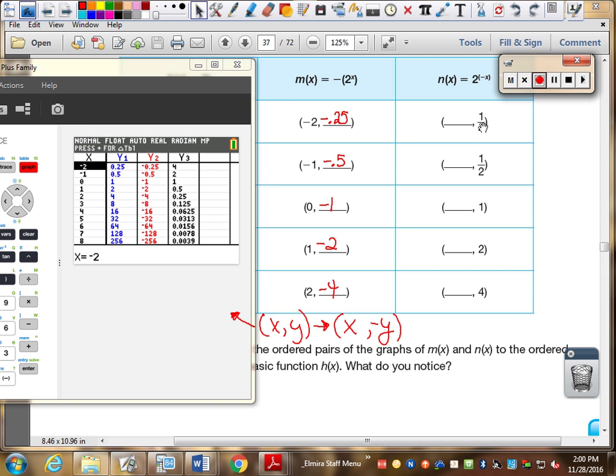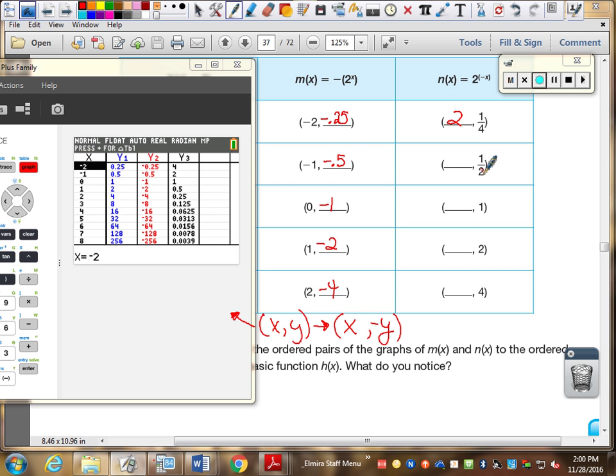So they're showing a y value of 1/4. So I have to come over here to the y's and find 1/4. Well, it's written in decimal form, but it's right here, 0.25. And the x value there is 2. So I'm going to put that on the line.